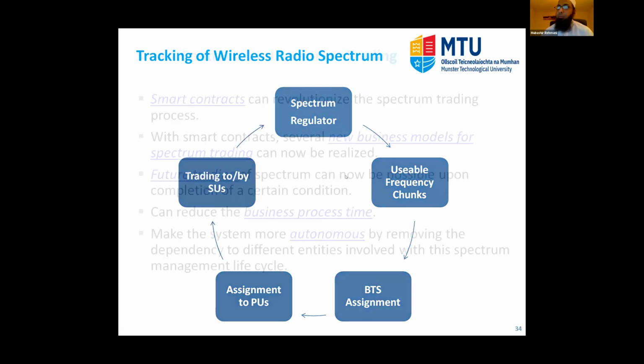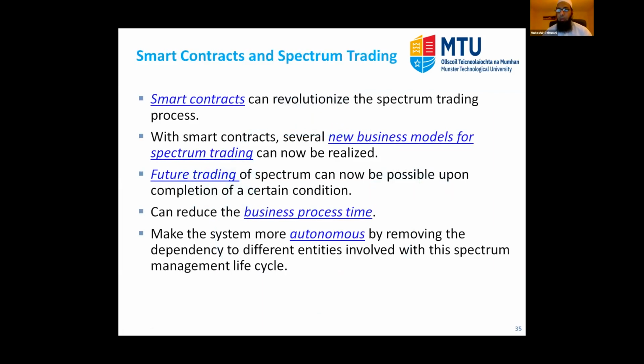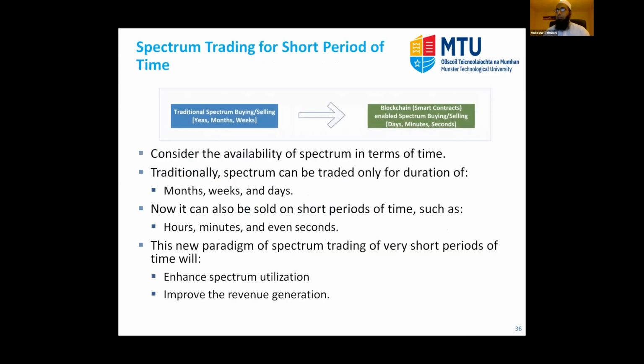There's another use of blockchain in spectrum trading. When you trade the spectrum, you can revolutionize the spectrum trading process using smart contracts, which are an essential part of a blockchain system. New business models for spectrum trading can now be realized, and future trading of spectrum can be possible upon completion of a certain condition. It can also reduce the business process time, and it can make the system more autonomous by removing the third party from the trading.